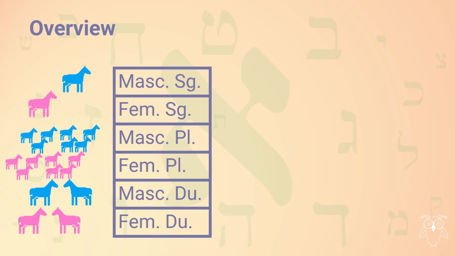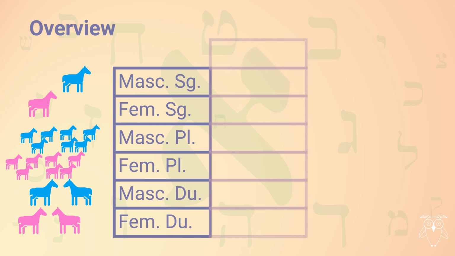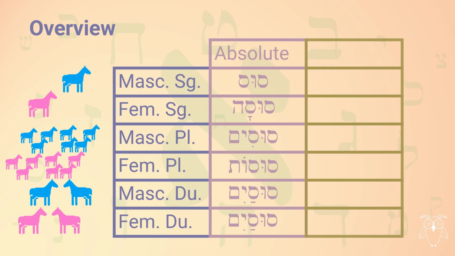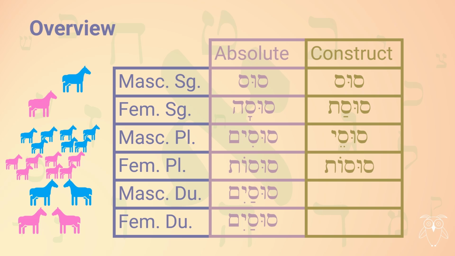In the video on singular, plural and dual, I showed you a table for the word horse or sus. Here it is, masculine and feminine and singular, plural and dual. Sus, susa, susim, susoth, susayim, susayim. Now let's add a column for the construct forms. Sus, susath, susei, susoth, susei, susei.